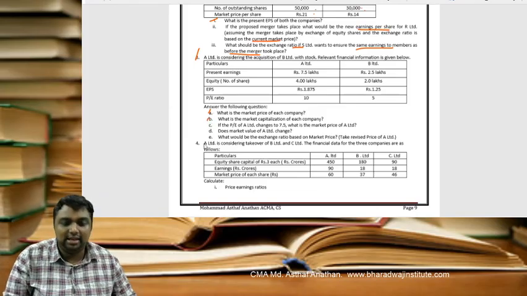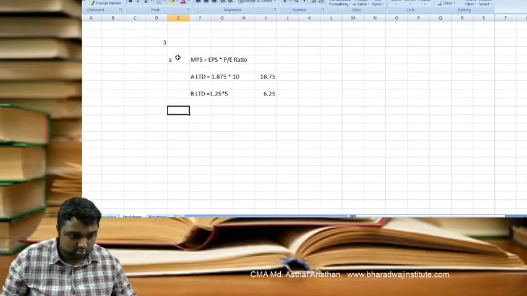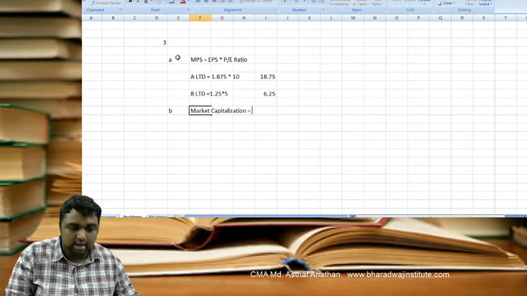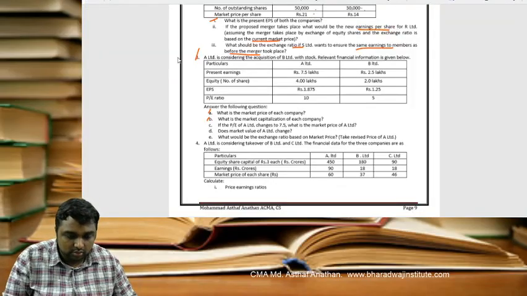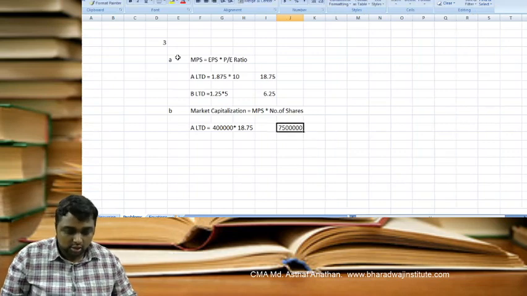Now what is the market capitalization of each company? We know market capitalization is nothing but market price into number of shares. First we can go for A Limited. What is the number of shares? 4 lakh. A Limited's market price is 18.75. You will get 75 lakh.